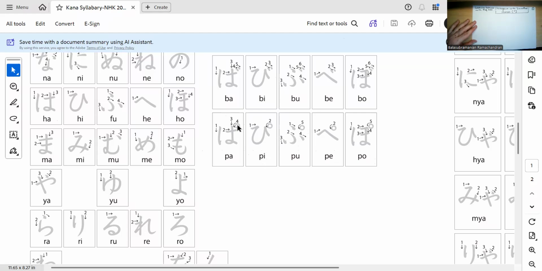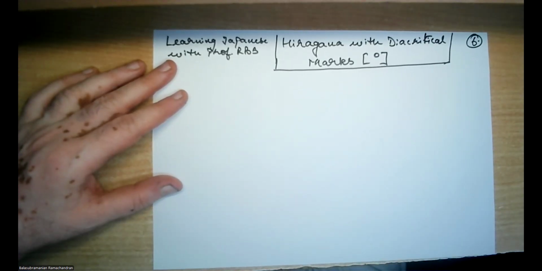Just look at the stroke order, or the direction in which this particular mark is put. It is put like this. To be very precise, it is anti-clockwise. Okay, so let us stop share and look at these 5 letters: pa, pi, pu, pe, po.